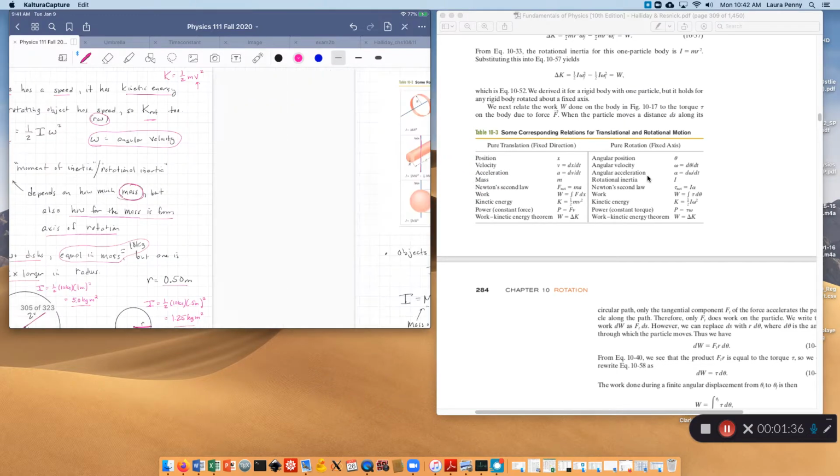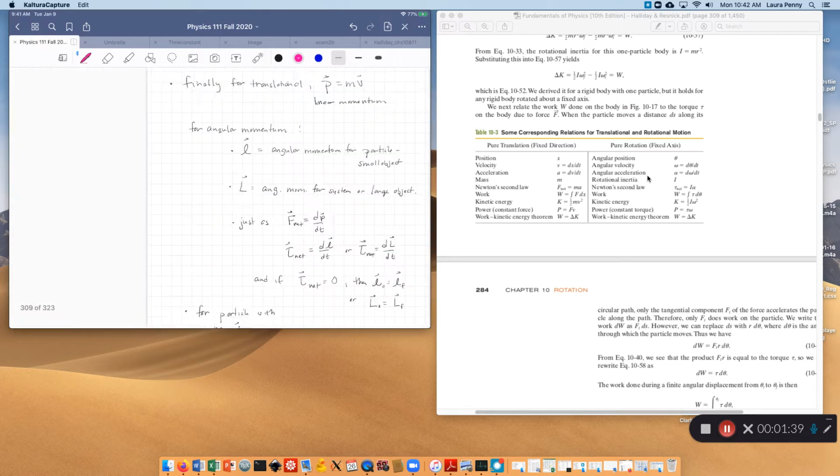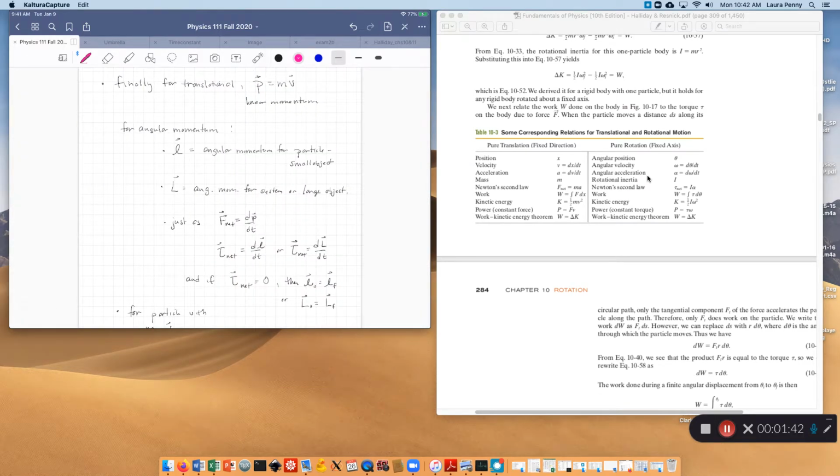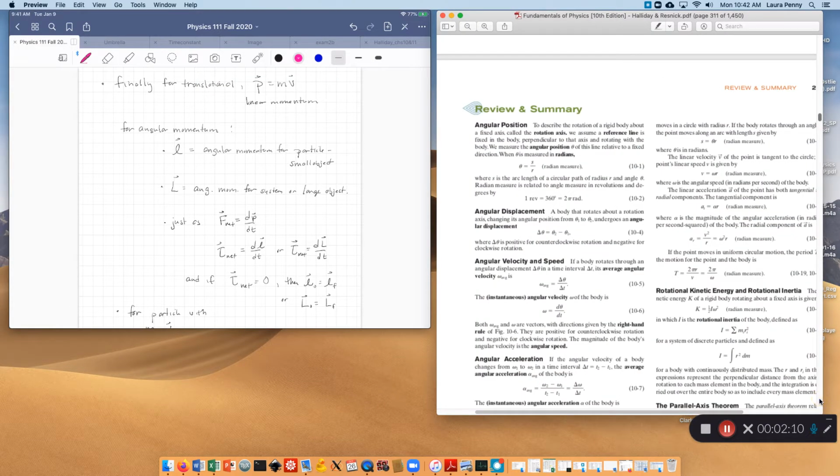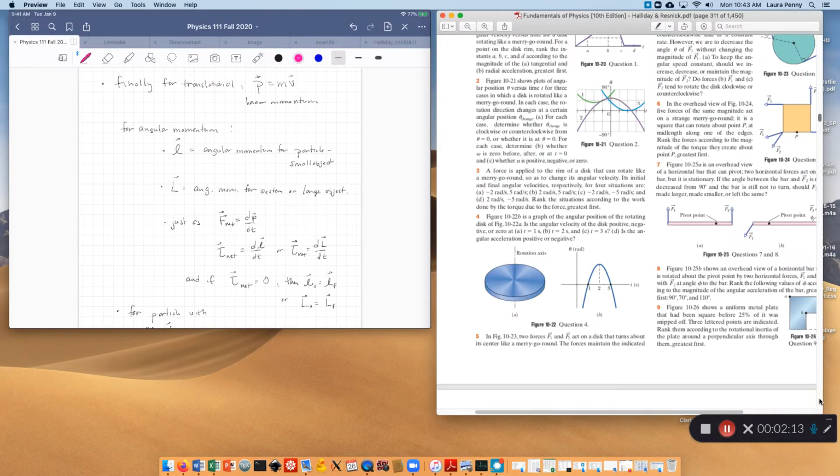All right, so there's one last translational parameter that we did back in chapter 9, which is linear momentum. Linear momentum was little p, and it's a vector, and it was the mass times the velocity. There are two different situations with angular momentum, and your book writes both as L, but one is a little letter l and one is a capital L. And this is actually in chapter 11.